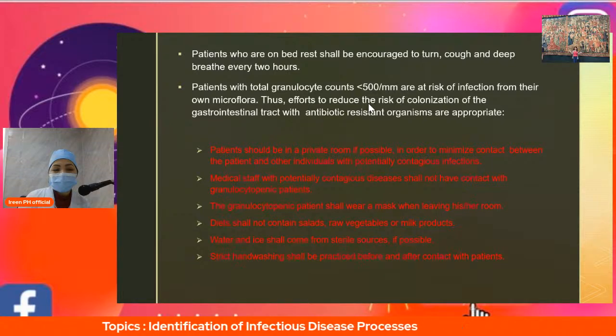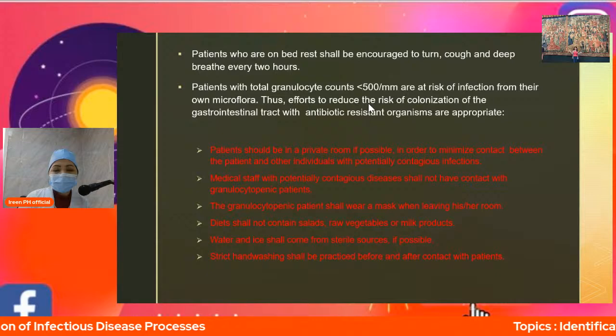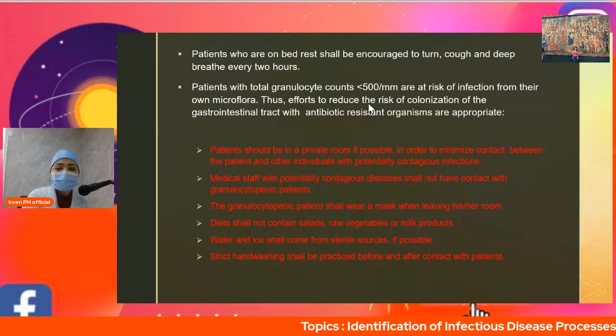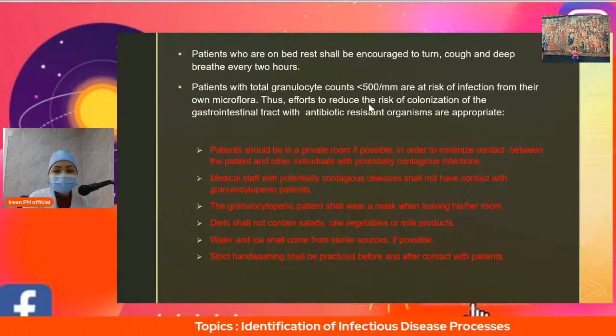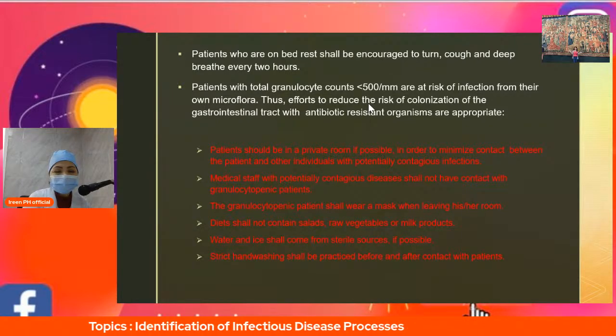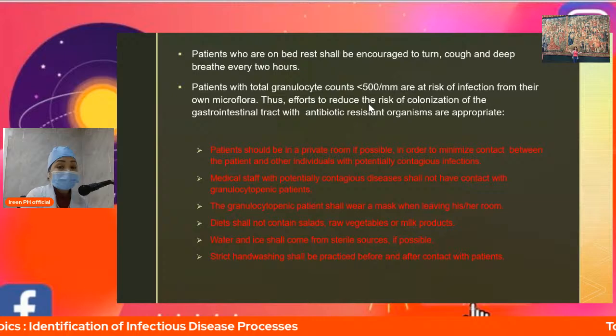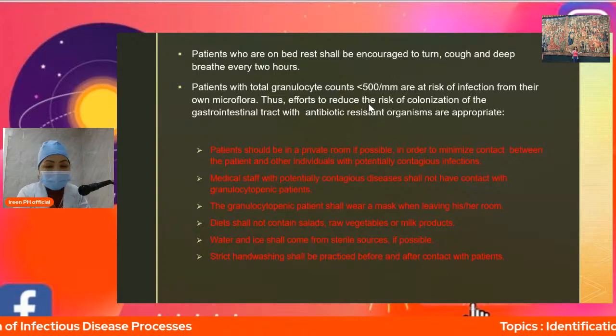Patients with total granulocyte counts less than 500 are at risk for infection from their own microflora. Efforts to reduce the risk of colonization of the gastrointestinal tract with antibiotic-resistant organisms are appropriate.